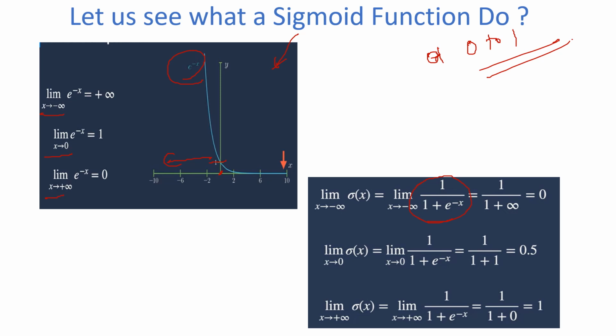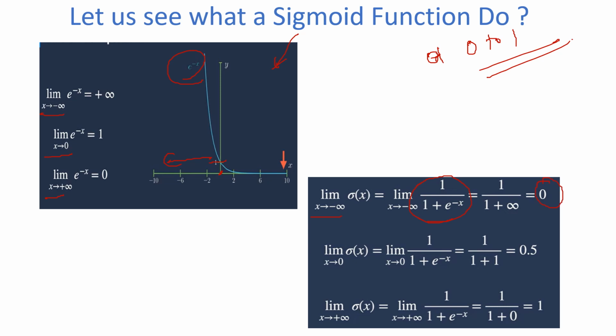And when x is going in the positive direction, getting large in the positive direction, what happens? This e to the power of minus x gets saturated and it reaches the value of 0. So that is the story of e to the power of minus x. But our sigmoid function is 1 by 1 plus e to the power of minus x. So whenever you have x as large negative values, your sigmoid function will always give 0.